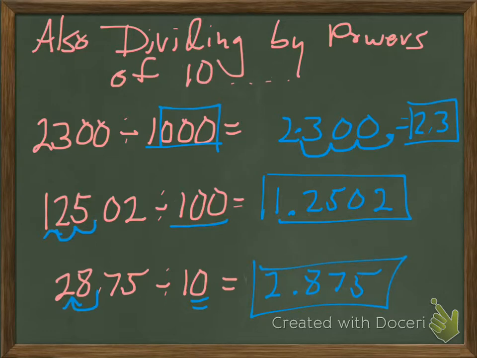Count the number of zeros, and that tells you what power of 10 that you're dealing with, whether it's 10 to the first, 10 to the second, 10 to the third, and so on. And if you're multiplying by one of those powers, move the decimal point in the original number to the right, that number of places. If you're dividing, move the decimal to the left. And that really is all there is to it.